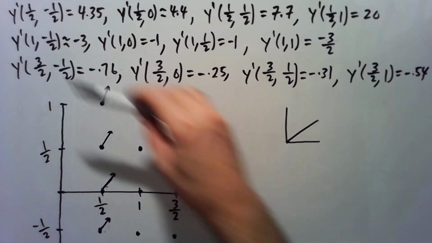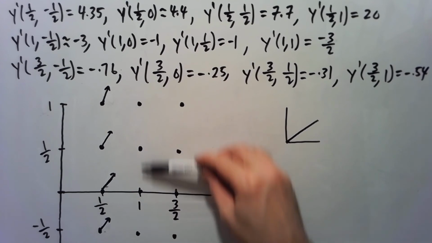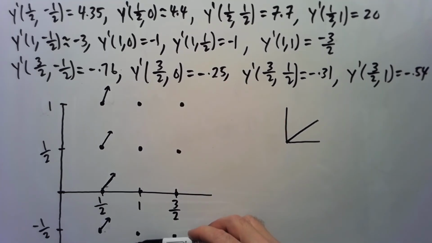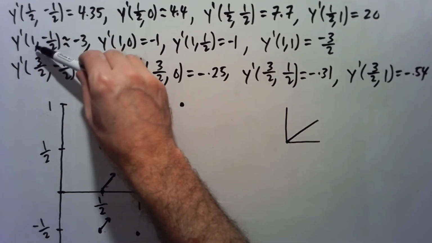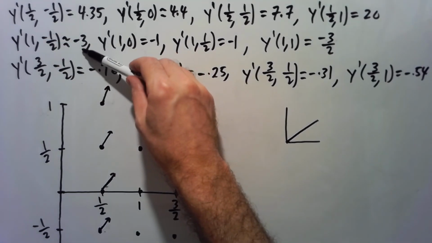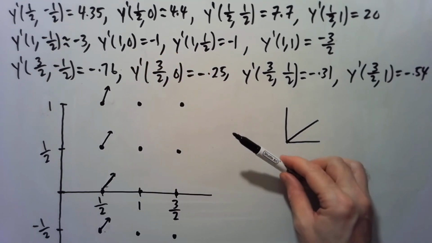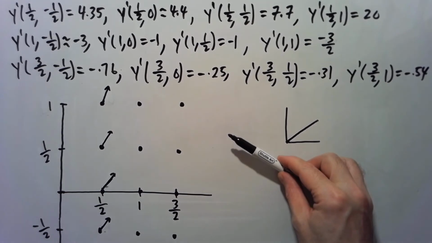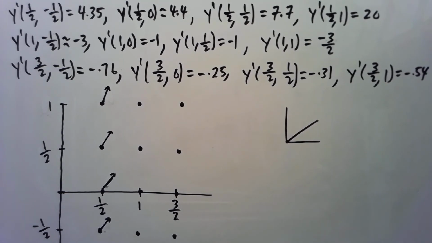That's when the x is 1, so we're going to be going along this guy here. So it's 1 comma negative 1/2. It's slope -3. So negative slope would be going this way. So -3. Let me put it in. So something like that here.